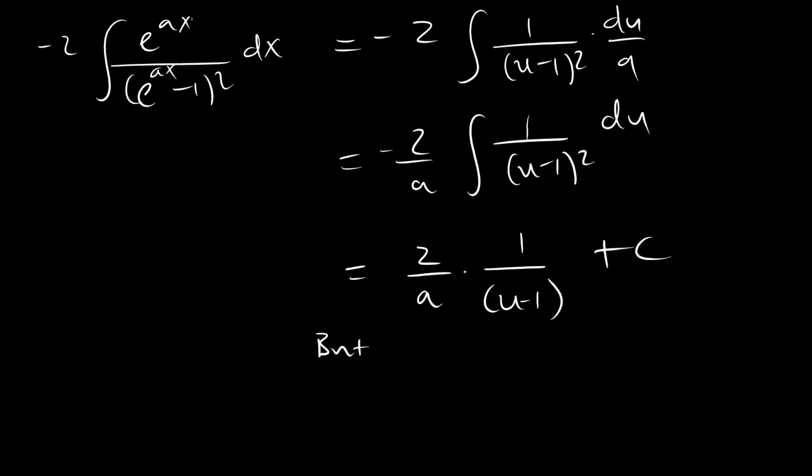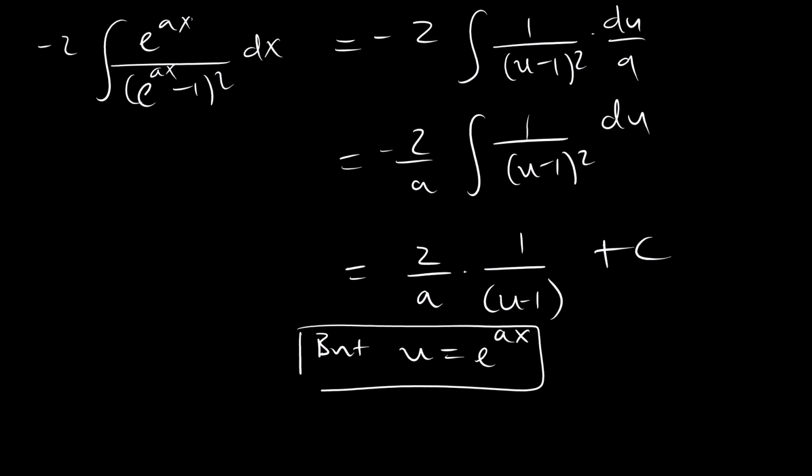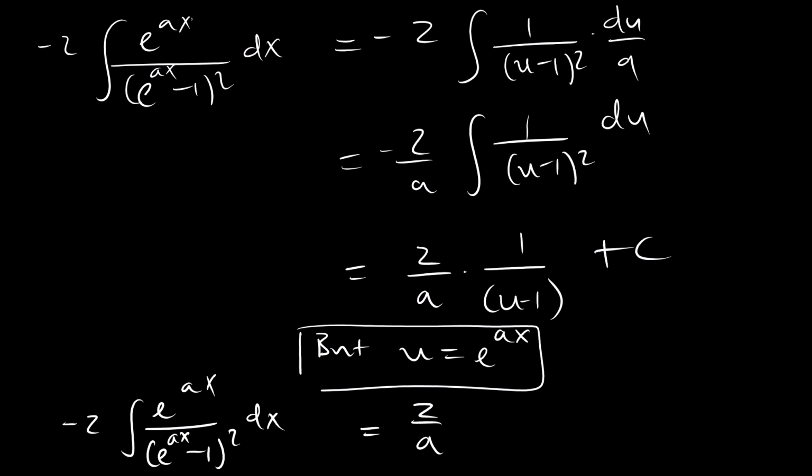But u equals e to the ax, using that. Therefore, the problem is equal to 2 over a times 1 over e to the ax minus 1 plus c.